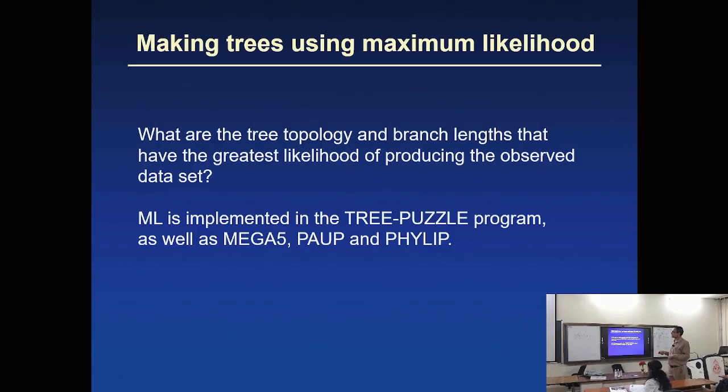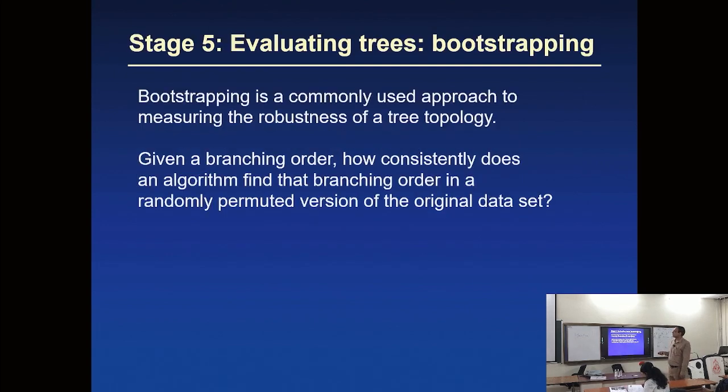The programs that use this method are TREE-PUZZLE, MEGA5, PAUP, and PHYLIP. Last stage, 5. Once you have constructed a tree, how can you be confident that your tree is good? We want statistical confidence over the tree that you constructed, and the method is called bootstrapping. It begins with the multiple alignment. You use the multiple alignment to construct a tree.